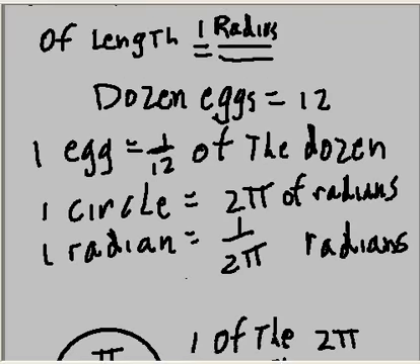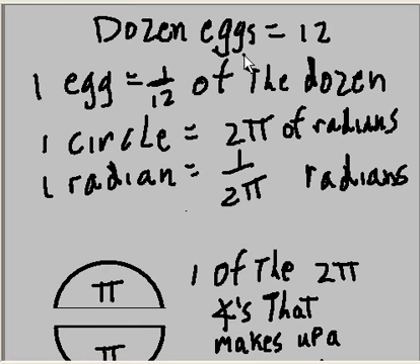Now let's make an analogy. You have a dozen eggs, that's 12. One egg equals 1 over 12 of the dozen. One circle equals 2 pi radians, 2 pi of radians. 1 radian equals 1 over 2 pi of radians.